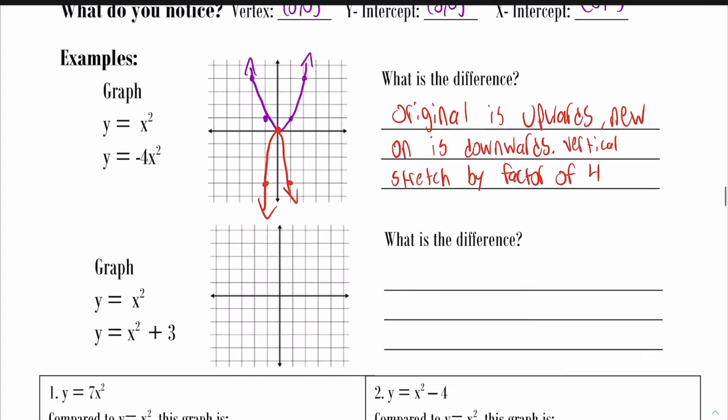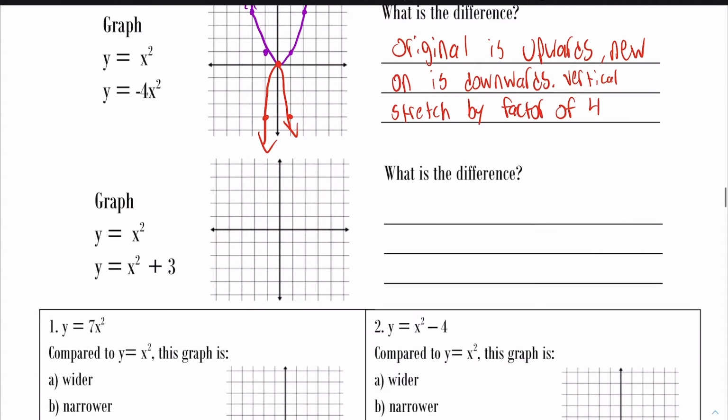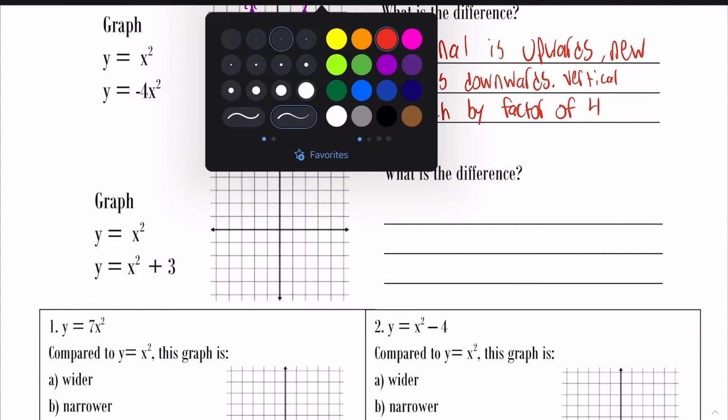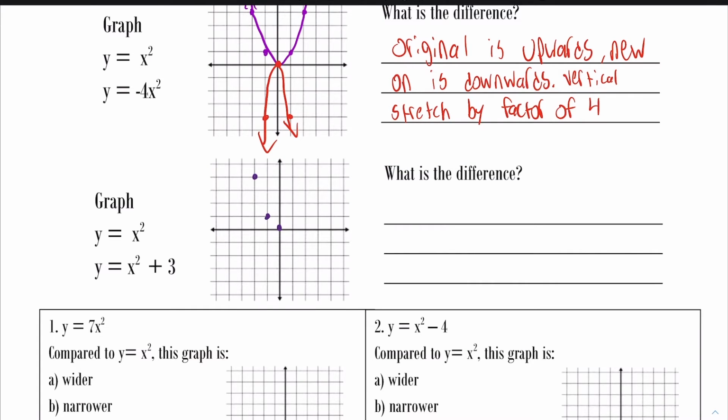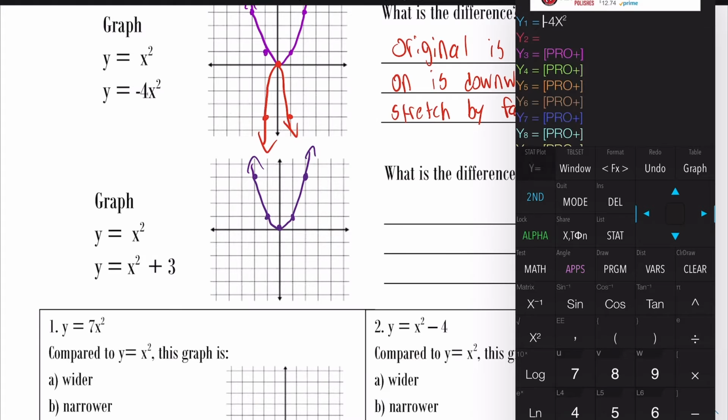Okay, let's try the next one. We need x squared. I'll go ahead and put that in purple again. And we're going to do x squared plus 3. I'll pull out my calculator.